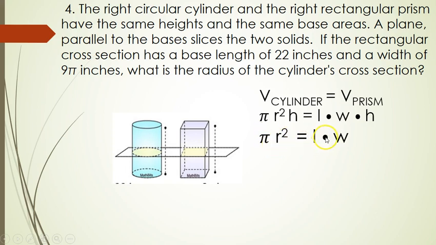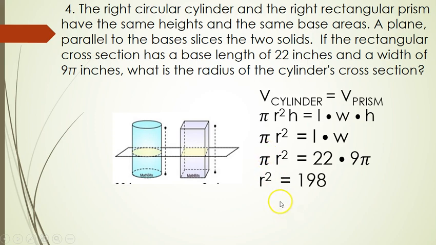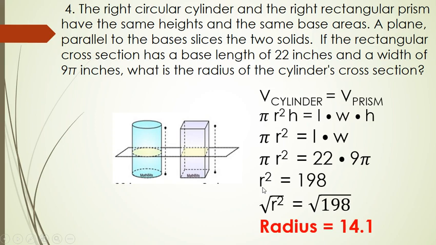So then what we're looking for is the length and the width of the base over here. We were given that the length was 22 and the width was 9 pi. Now you should notice that we have pi on both sides of the equal sign, so once again, those can cancel out. Then we're just going to take the square root of the r squared. And by the way, to get this 198, I just multiplied 22 times 9. When we take the square root of both sides, the r squared and the 198, we get that r, or the radius, is equal to 14.1.